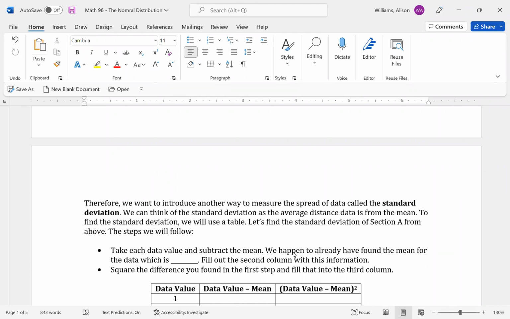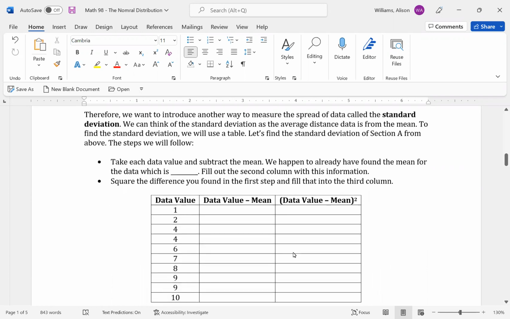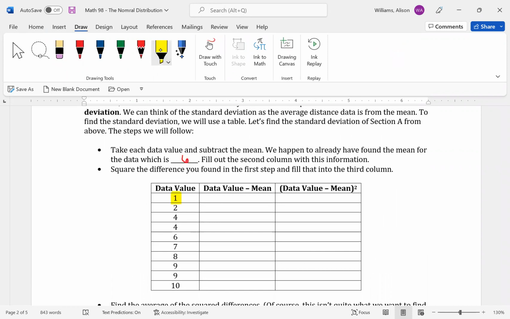So let's use section A. The first thing they ask is to take each data value and subtract the mean. We already found the mean. We know the mean is 6. So I'm going to use this table and fill out the second column, taking each data value and subtracting the mean. I'm going to take the data value of 1 at the front, and subtract 6 from 1, which is going to come out negative. It's going to be -5.